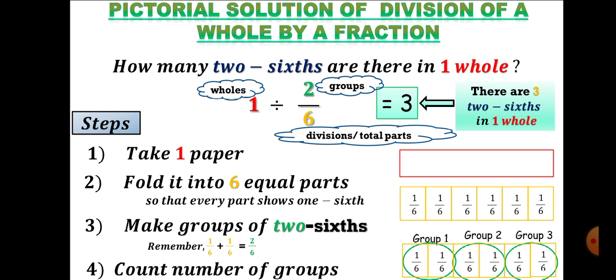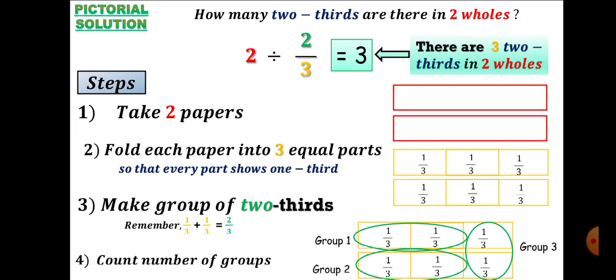Then count the number of groups. You're going to have 3 groups, which means this is how you get 3 as the answer. So you can apply both methods. It's your choice.